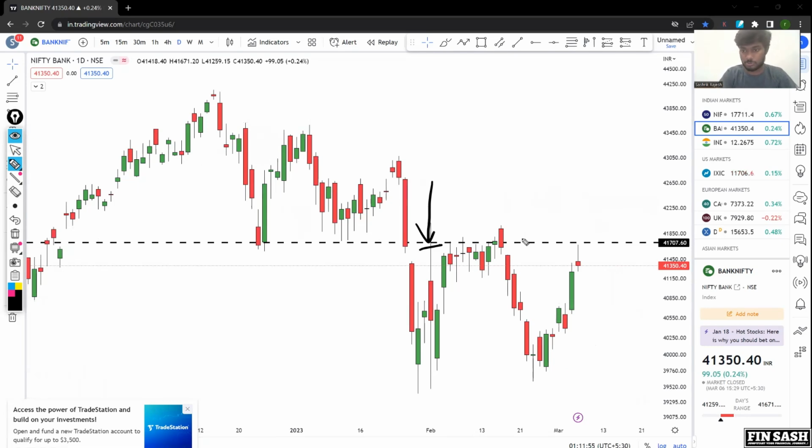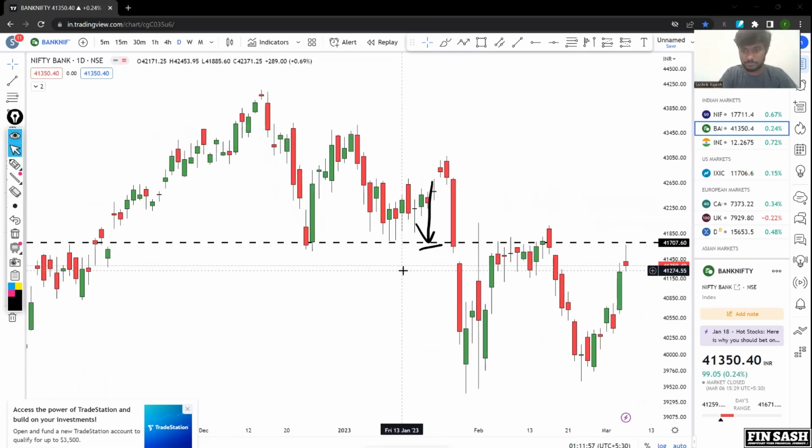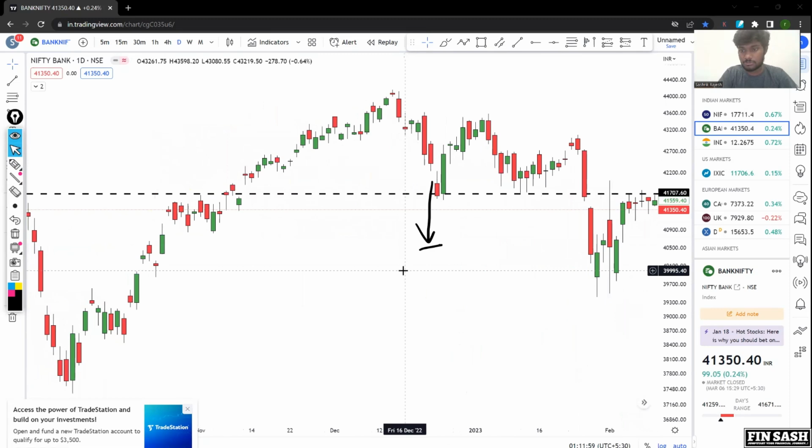So let's just move the thing. All right. So here sellers started dominating. And at this level, you see a green candle, right? And again a green candle, right? So somewhat buyers are again coming into the market at this level. So let's just draw a line there to see it.